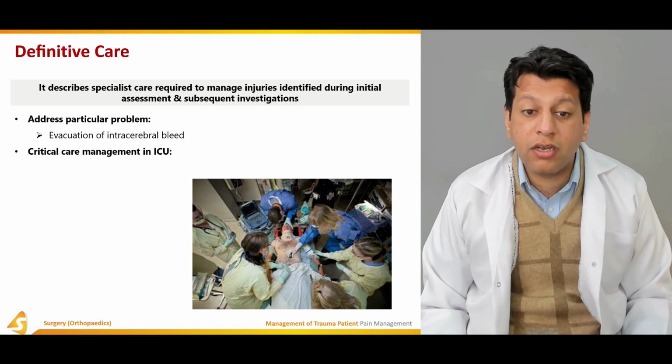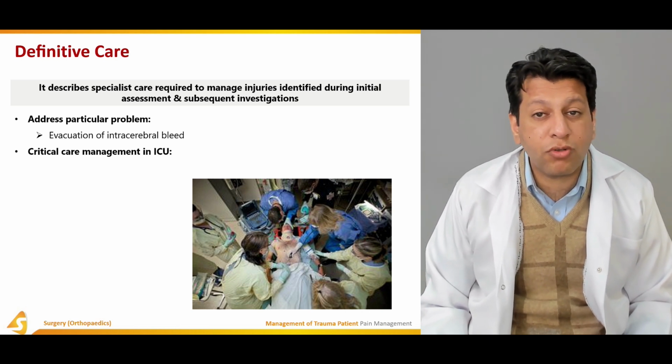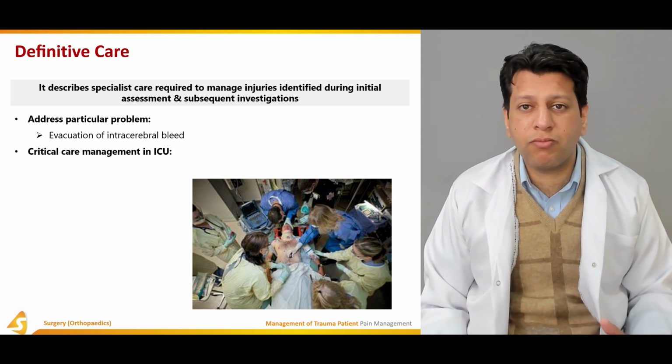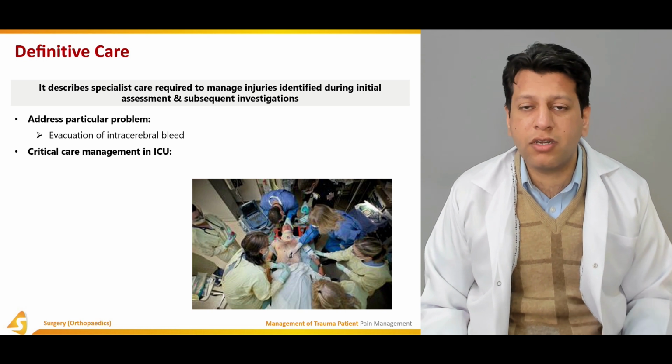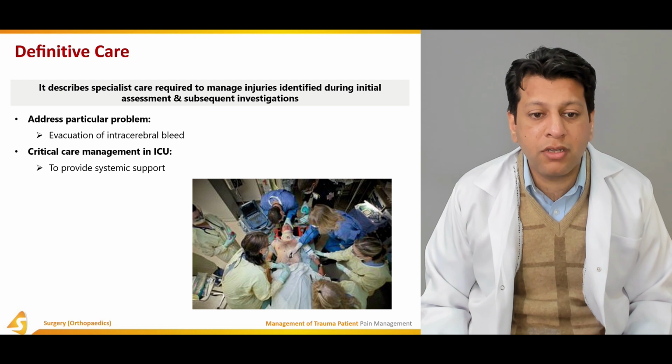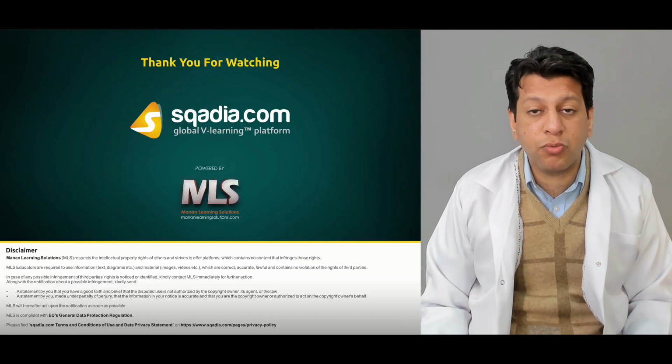For example, critical care management is required. The patient is on a ventilator, and although a chest tube has been passed and the fracture is splinted, the patient needs critical care, then probably has to be referred to the critical care ICU department to provide systemic support as well.